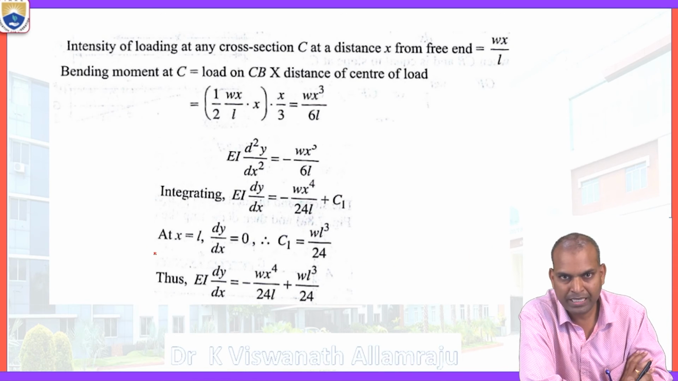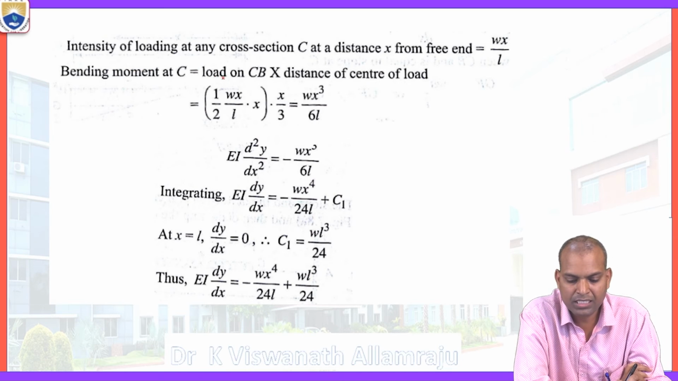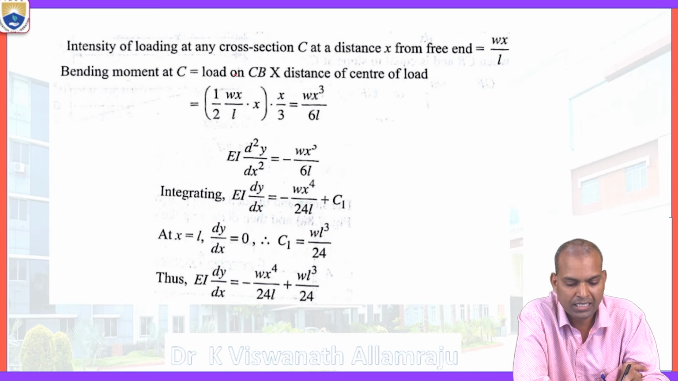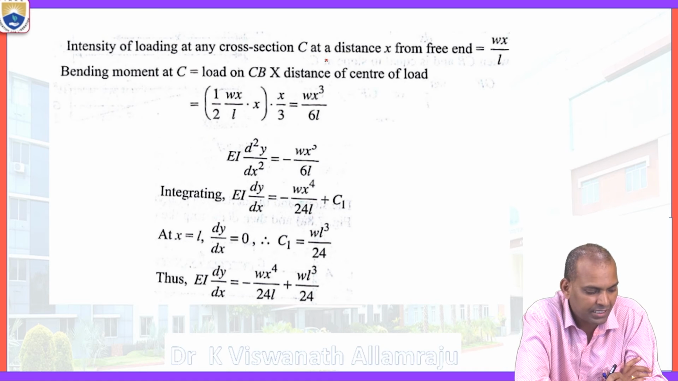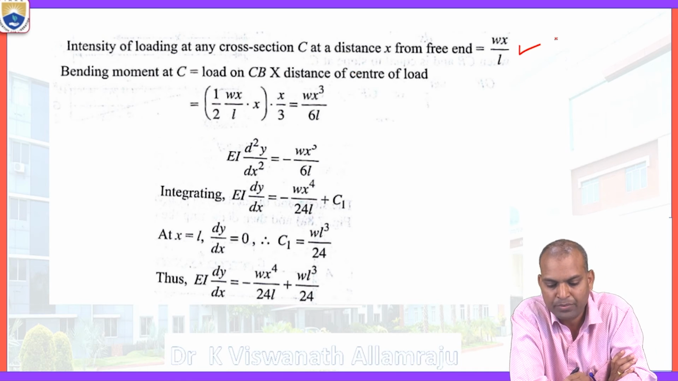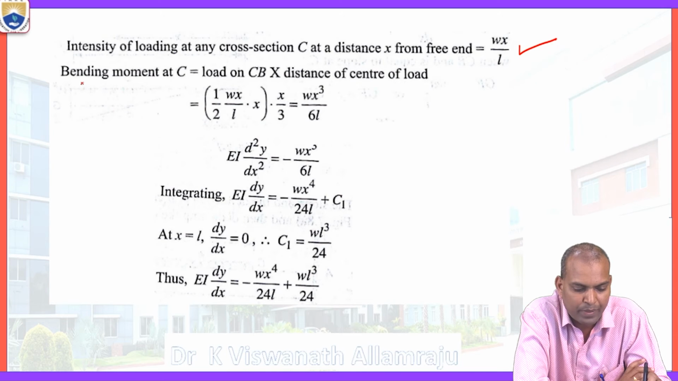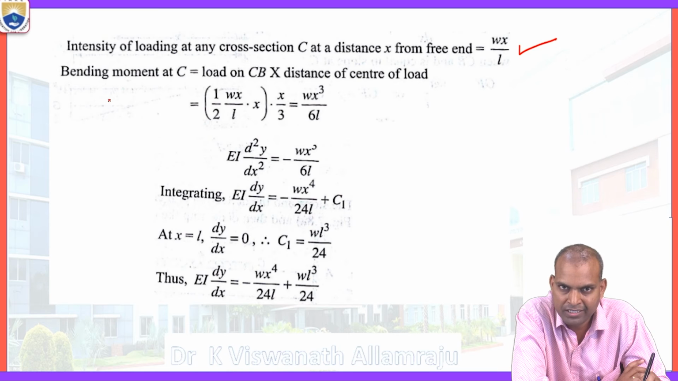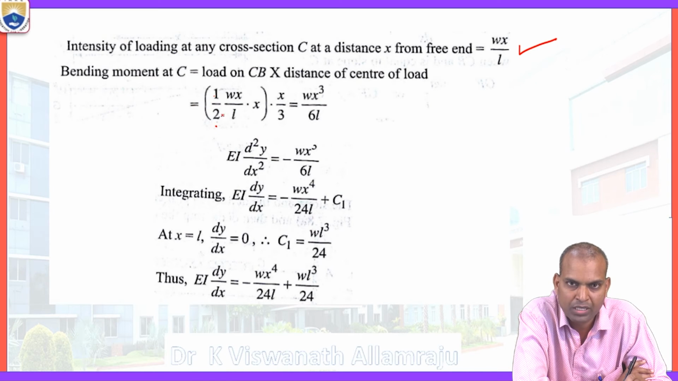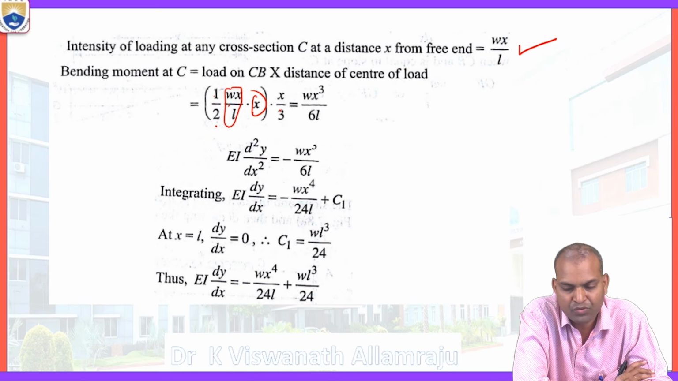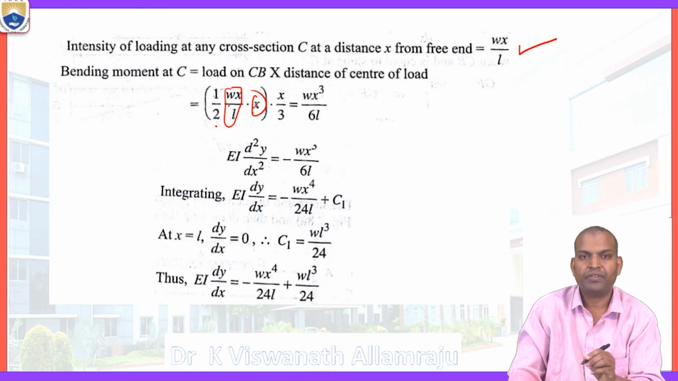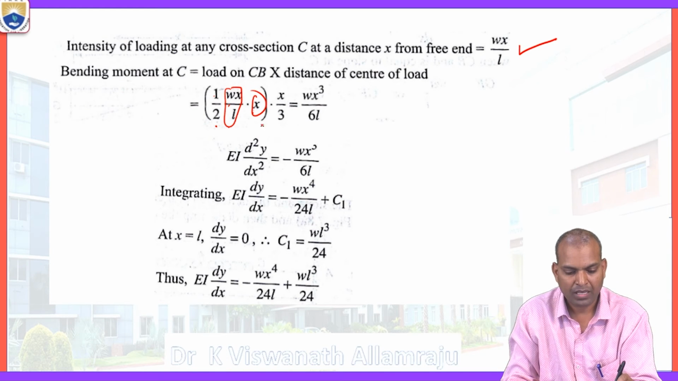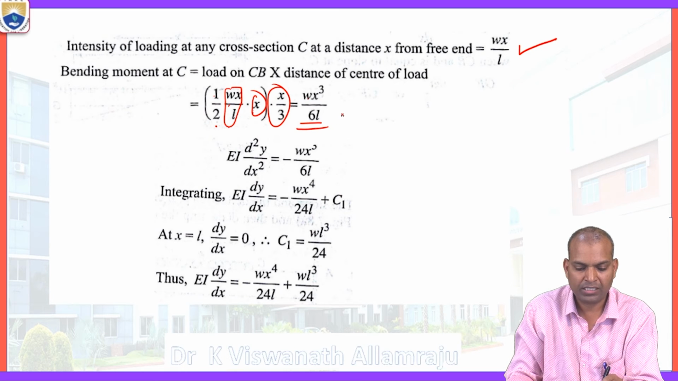Now for the bending moment at C, the intensity of loading at any cross section C at a distance X from the free end is Wx by L. The bending moment at C is the area, which is a triangle, that is half base into height, 1 by 2 times Wx by L times X, times the distance of the centroid of the load, that is at a distance of h by 3, that means x by 3. That gives Wx cube by 6L.